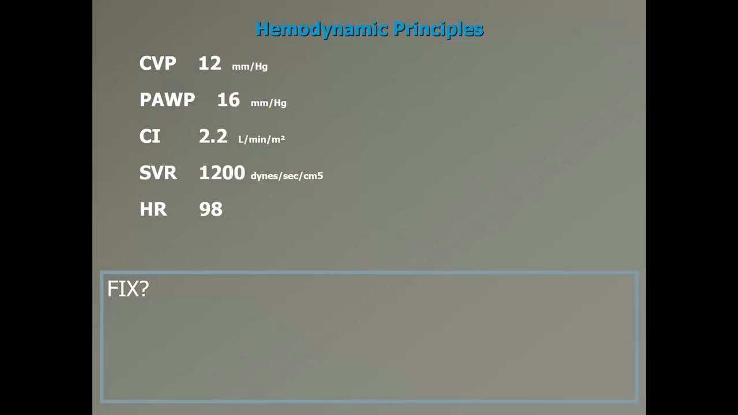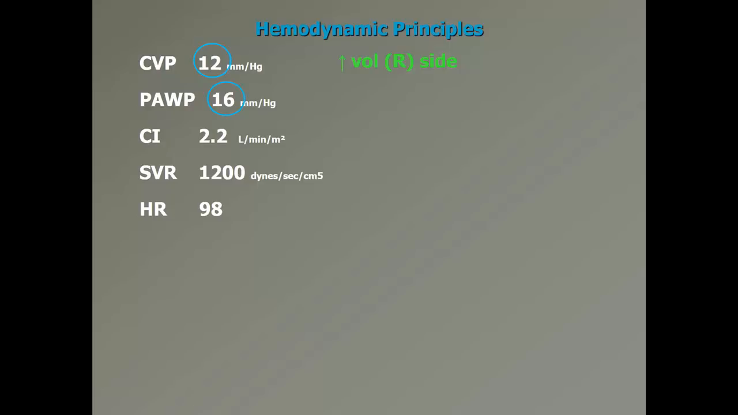All right, so let's say that a patient presents and you see these values. Let's, again, do the fix like what we know that we should do. We're going to look at the values that tell us about volume first. When we look at the CVP, we can see that it's 12. So the CVP is elevated. The volume on the right side of the heart is high. And then when we look at the pulmonary artery wedge pressure, we also see that it's high, and therefore we know that the volume on the left side is high.